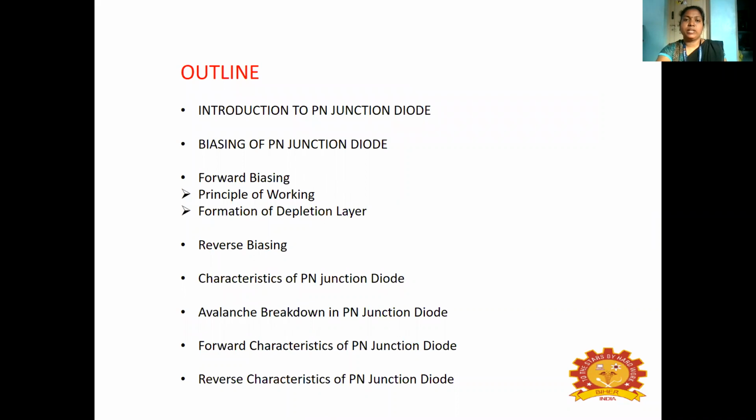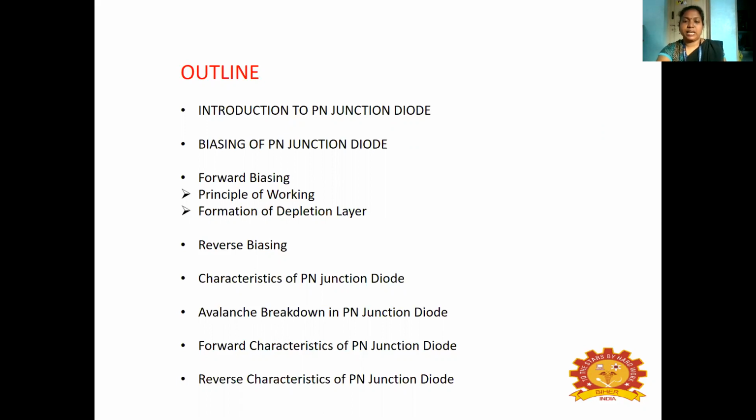So we will see the outline here. Introduction to PN junction diode. Then comes the biasing of PN junction diode. There are two types of biasing: one is forward biasing, another one is reverse biasing. And we will see the principle of working and the formation of depletion layer. Next, the characteristics of PN junction diode. Next, avalanche breakdown in PN junction diode.